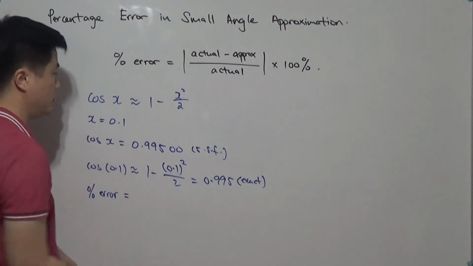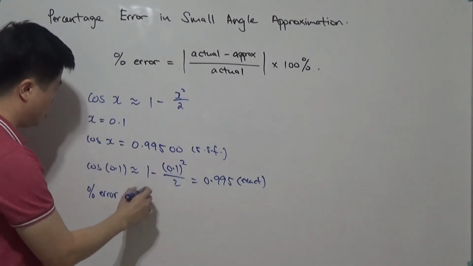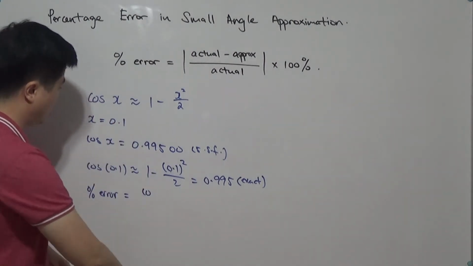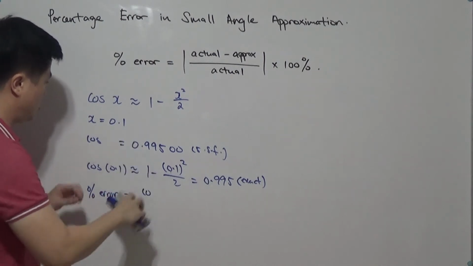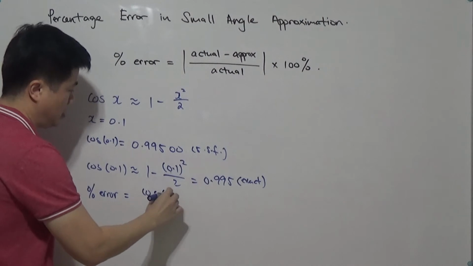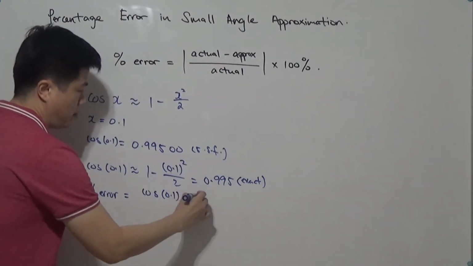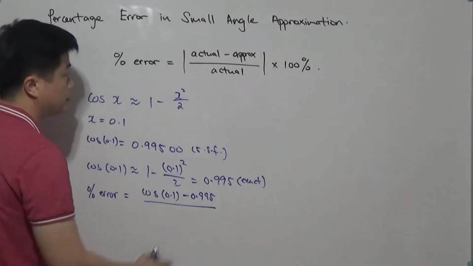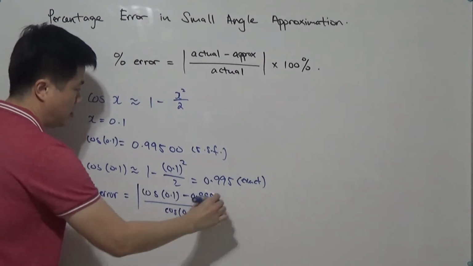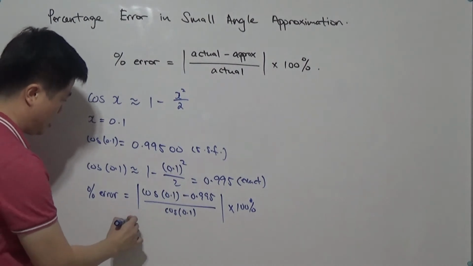So the percentage error is actually going to be quite small, but it's fine, because I'm just going to use the actual value, which is cosine 0.1. I'm going to key this into a calculator, then minus 0.995 over the actual value, which is again cosine 0.1, take the modulus, and multiply by 100%. So let's go ahead and figure that out.